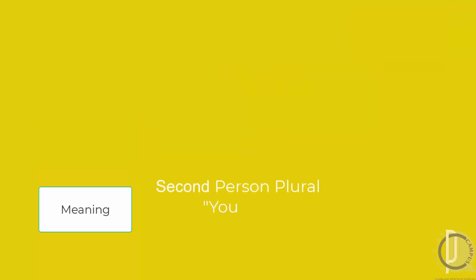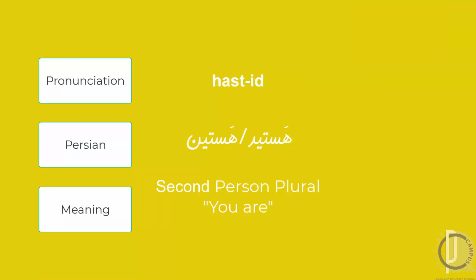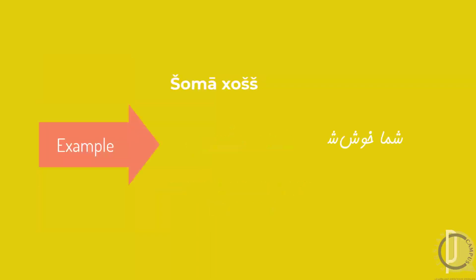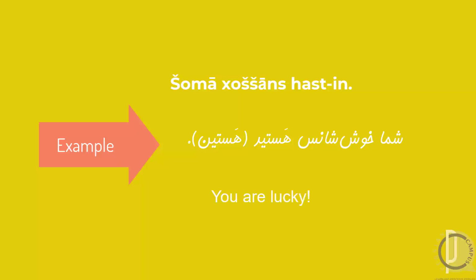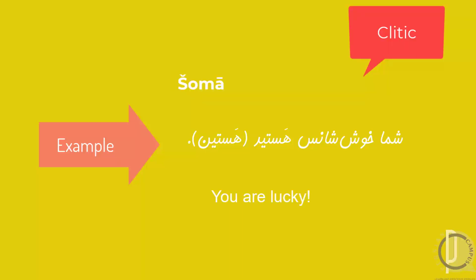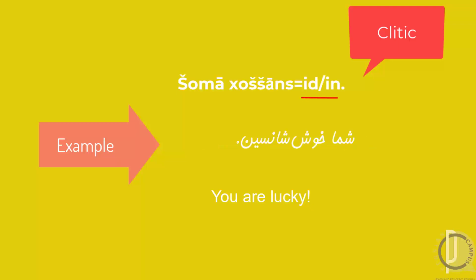Second person plural is هستید or هستین. شما خوششانس هستین. You are lucky. Its clitic is eid or این. شما خوششانسین. Or خوششانسین.